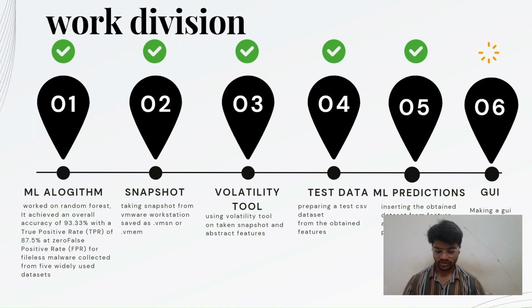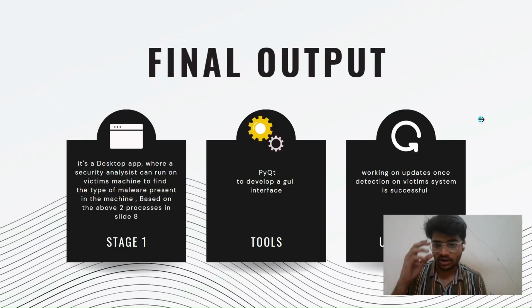And these are a few important works in the project. One is the ML algorithm, choosing random forest based on 93.33% accuracy. Then the snapshot for the memory dump with an extension of VMEM or VMSN, and the Volatility tool to obtain the features, which is the test data to give to the ML model for the prediction, to tell whether it is benign or malware. And finally the GUI. All of these five steps are done by us, but putting all these things to be automated in the GUI, we are still working on it. And our output is finally an app.